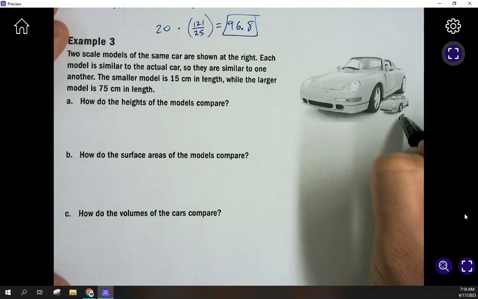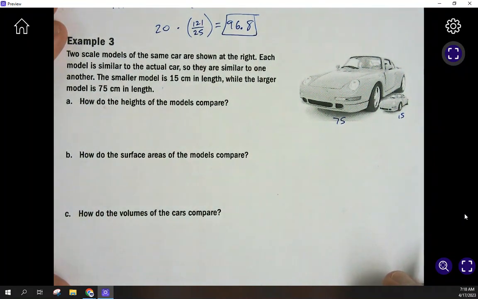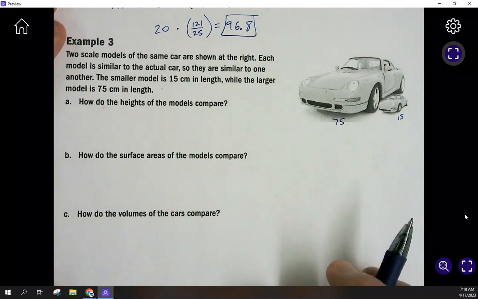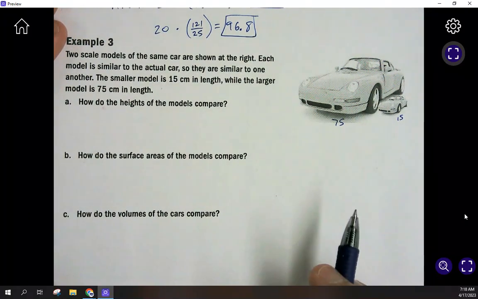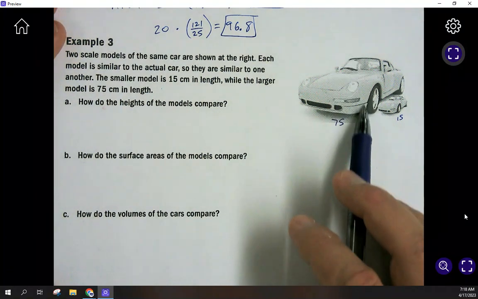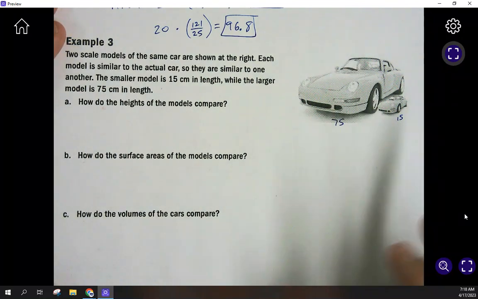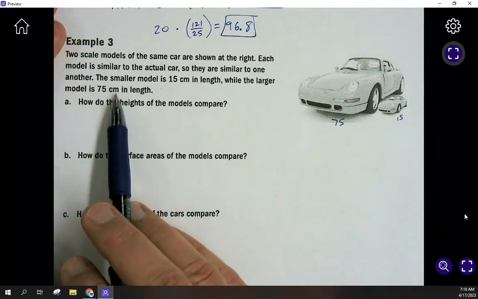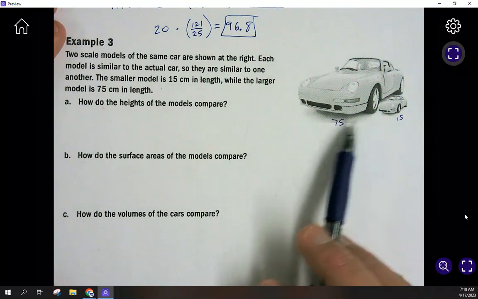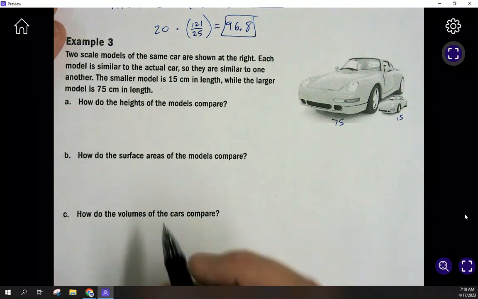So this little one is 15, and this bigger one is 75. It doesn't even matter that we get that on the right spot here. We just know that that's going to be the ratio between the two. So how do the heights of the models compare? So the heights are just a single length. Here you got length, height, width. We already know one comparison is 75 to 15. So the heights are going to also be in that same ratio.